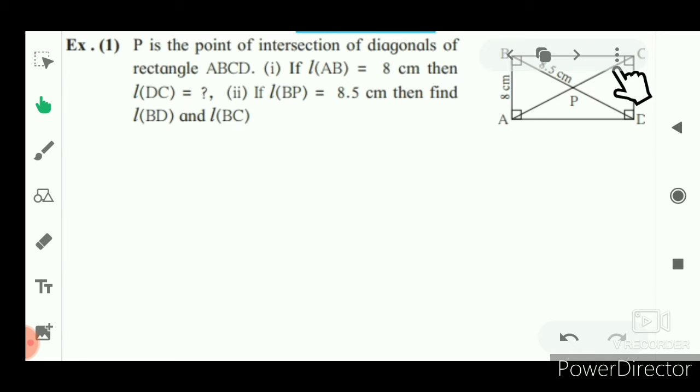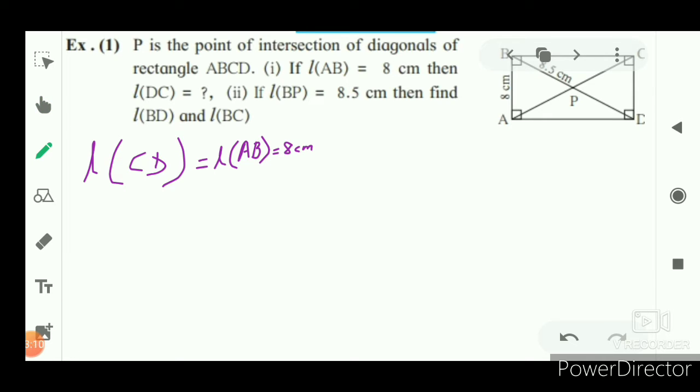Okay, so let's solve. The first thing that we have to solve is: the length of AB is given as 8 cm and we have to find the length of DC. We can observe that AB and CD are the opposite sides of a rectangle, and it is a property of a rectangle that opposite sides are congruent. So the length of CD will be equal to the length of AB.